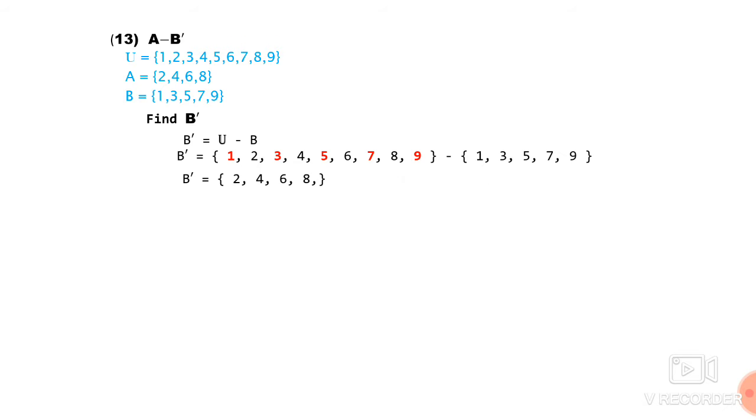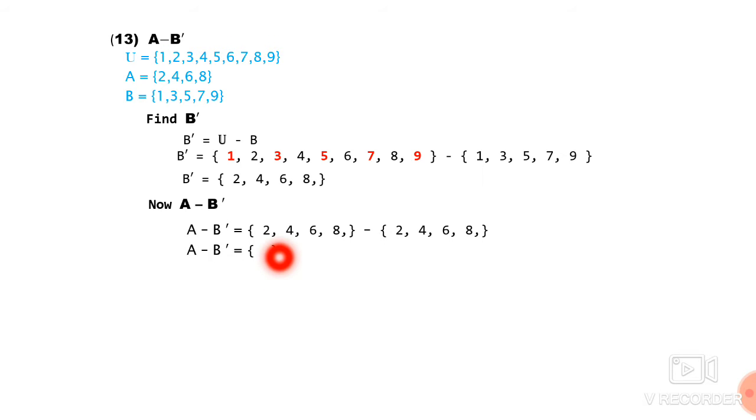Now we have to find the difference of set A and B complement. We know that when we are finding the difference, we just cancel out the common elements and write down the remaining elements of only the first set. So here 2, 4, 6, 8 are all common elements and all will be cancelled out. So we will be left with nothing in our set. We will get an empty set.